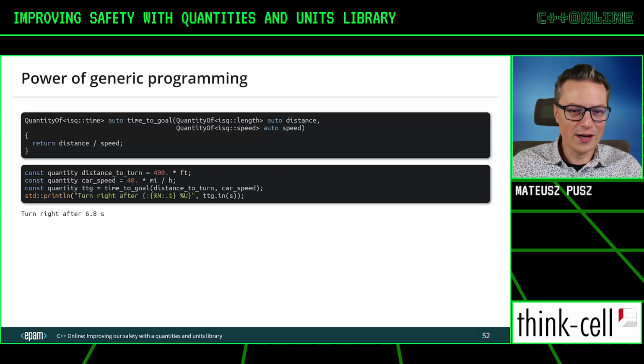I have to turn right after 6.8 seconds, right? If I'm going to Lake Garda with totally different units, kilometers per hour, I will get information that the travel expected time to Garda Lake from my location will be nearly 16 hours.